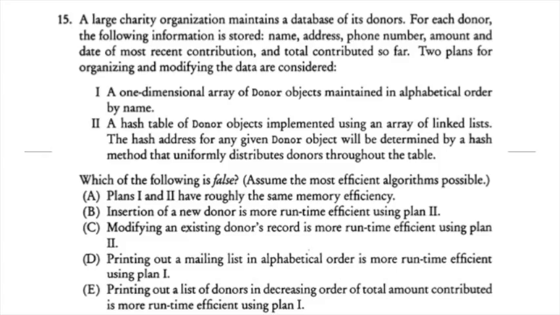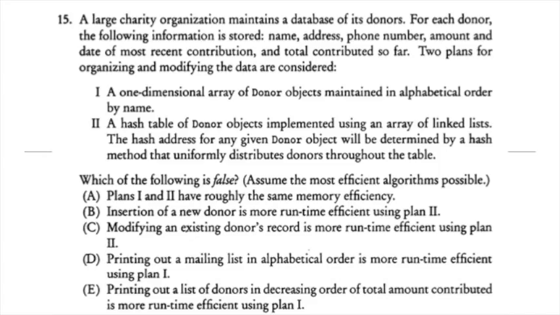That will be very good if you just want to print out the list of donors sequentially in alphabetical order, because it has been stored that way. Again, it has not been clearly stated how they implement it, but we just assume that this is how they implement it eventually.